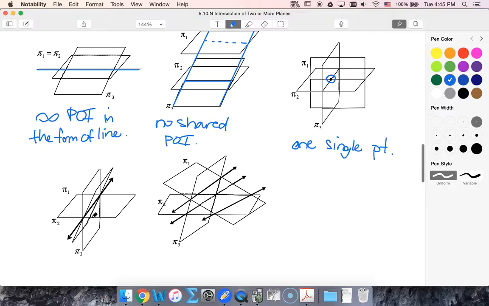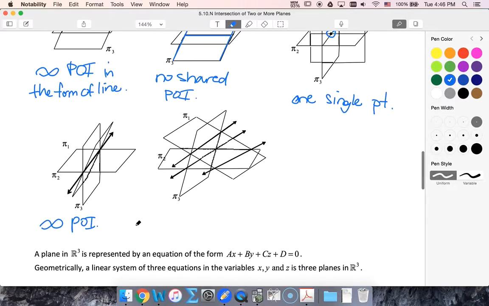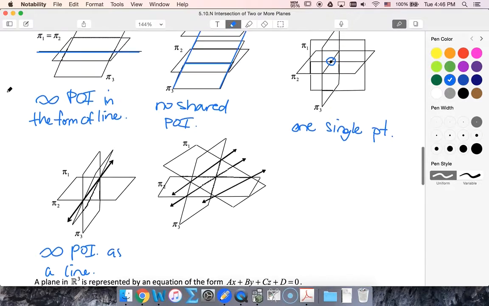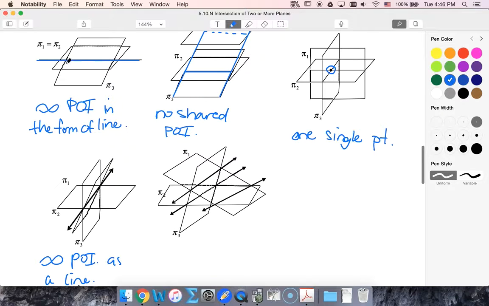We could have another scenario in which all 3 planes meet in a single line. So here again we have infinite points of intersection, and again they're in the form of a line. The difference between these 2 is that here we had 2 coincident planes. Down here, none of our planes are coincident.